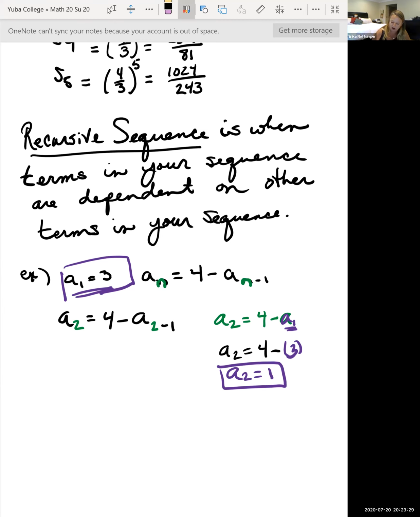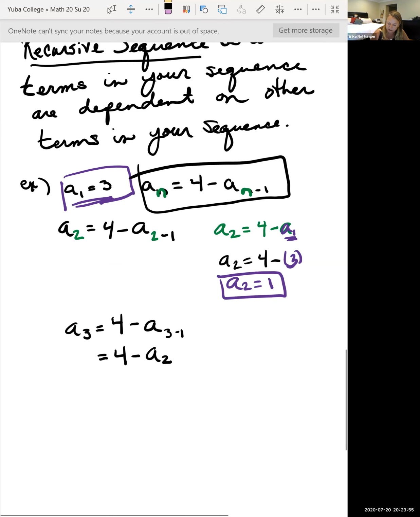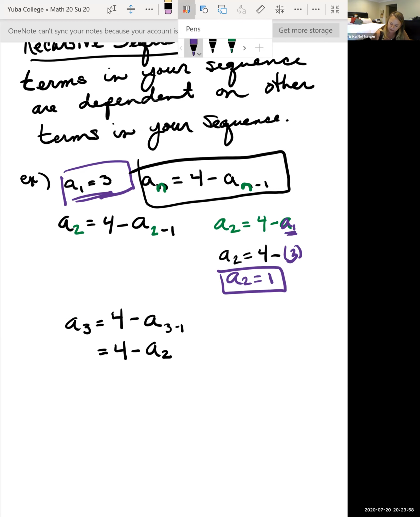So to find our third term, we're looking at a sub 3. So go back to your a sub n term. So this says 4 minus a sub n minus 1. We're going to plug in 3 wherever we see an n. So 3 minus 1. So a sub 3 is the same thing as 4 minus a sub 2. But we just found what a sub 2 was, and a sub 2 is 1. So a sub 3 is equal to 4 minus 1. So this is equal to 3.